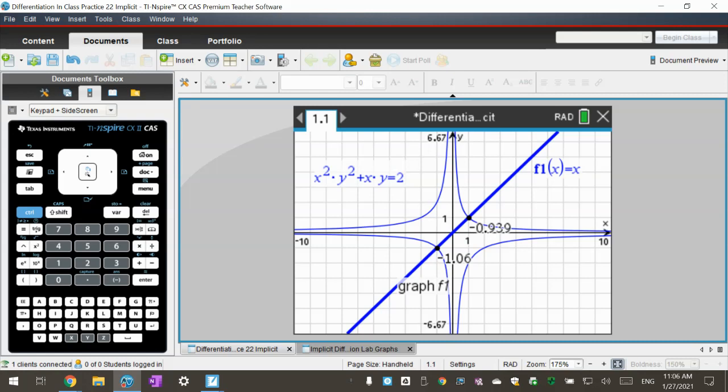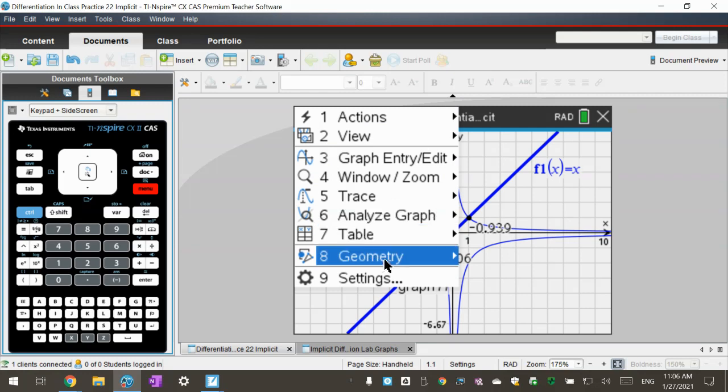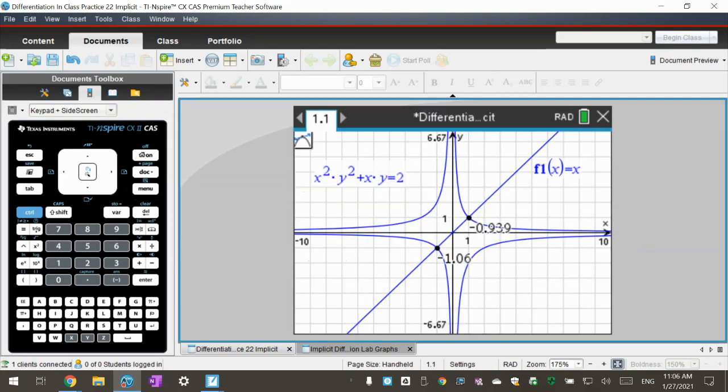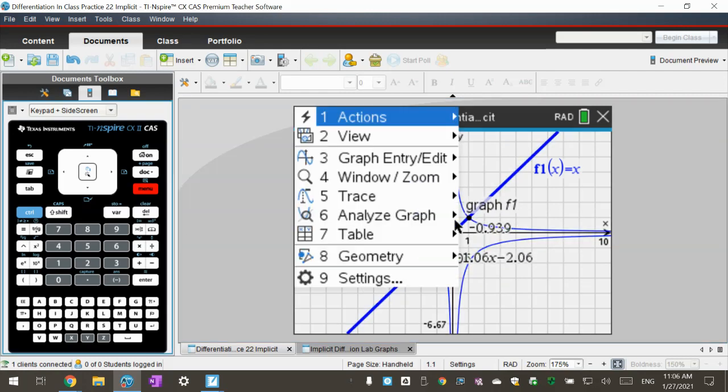I just couldn't do a tangent line. That's what I tried to do, was draw a tangent line. Well, let me try it now on here. So I'm going to do geometry, points and lines, tangent line. Yes, it does. I take that back.